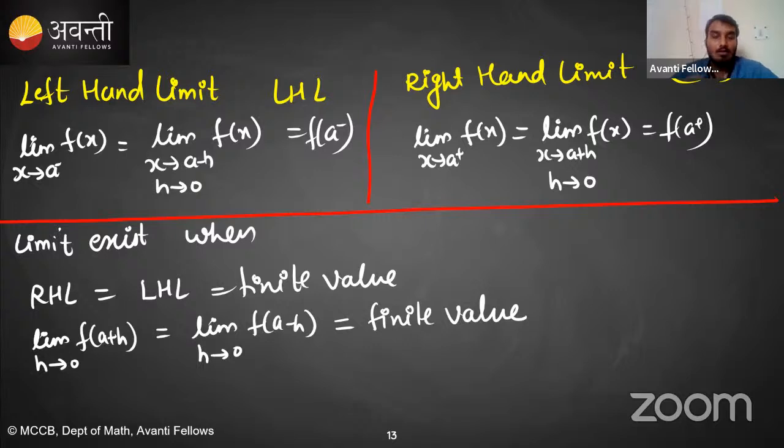For example, let's say you are first finding the left hand limit, and the left hand limit is coming infinity. Then straight away, you don't need to find the right hand limit. You can directly say that limit does not exist. Because the left hand limit should be finite for the limit to exist, but it is not. So that's why we will say directly limit does not exist. Is this clear, everyone?